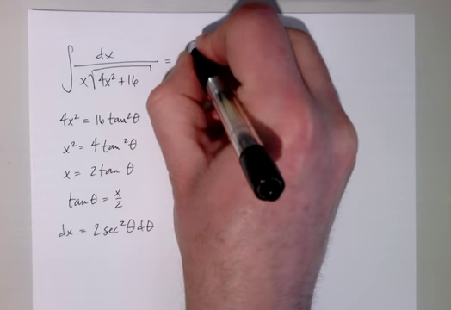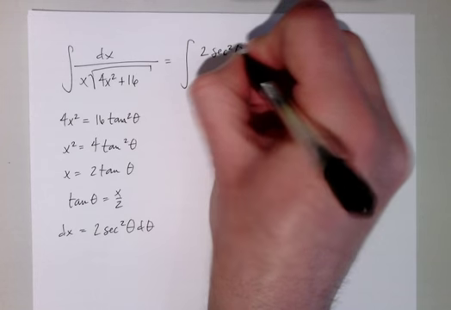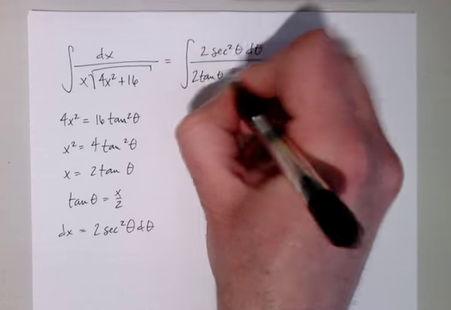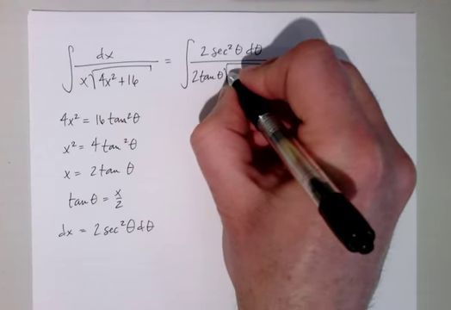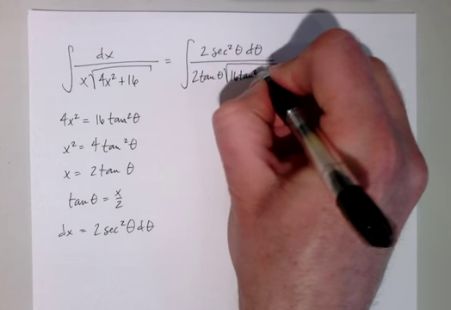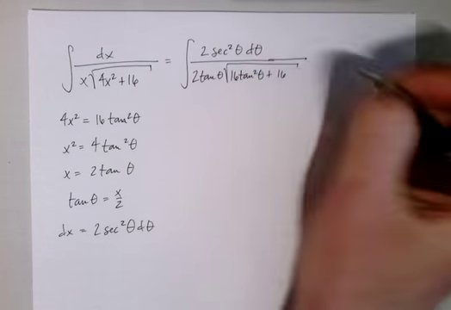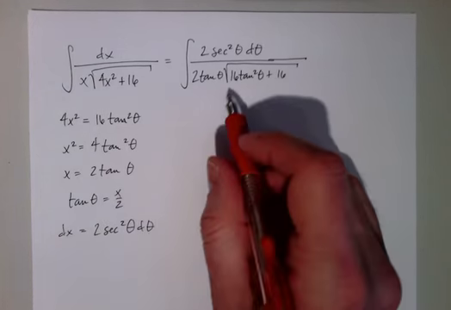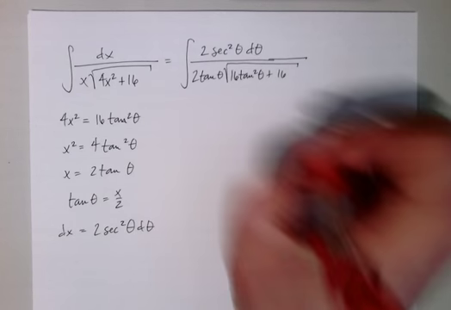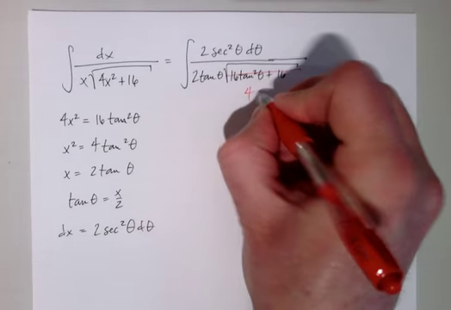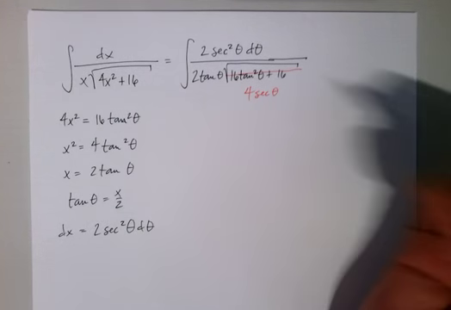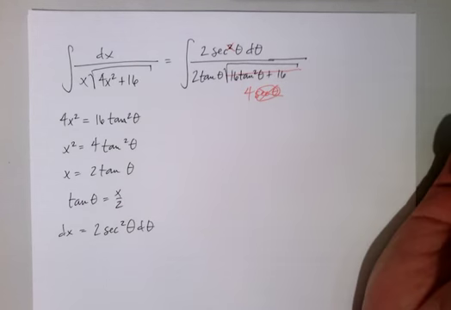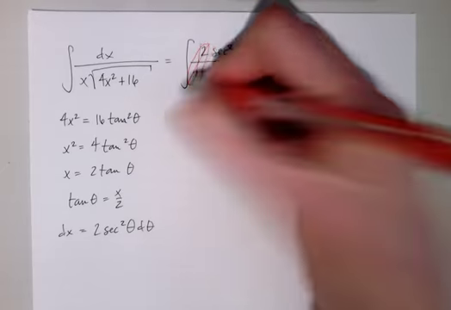So we'll need 2 secant squared theta d theta in the numerator. We'll need 2 tangent theta, and then of course what the radical is, which is 16 tangent squared theta plus 16. Well, that winds up being 16 secant squared underneath the radical, or 4 secant theta. Well, let's just do a little bit of cancellation right now. I know that one of those secants will cancel out with that secant. I know that those 2's right there go bye-bye.